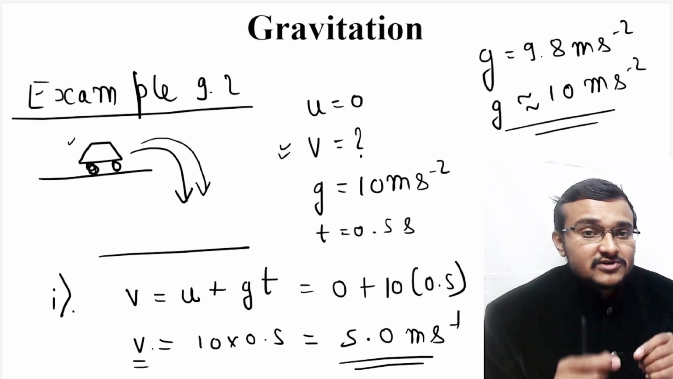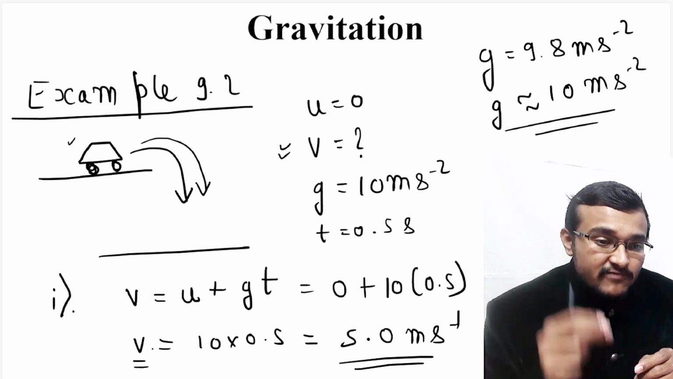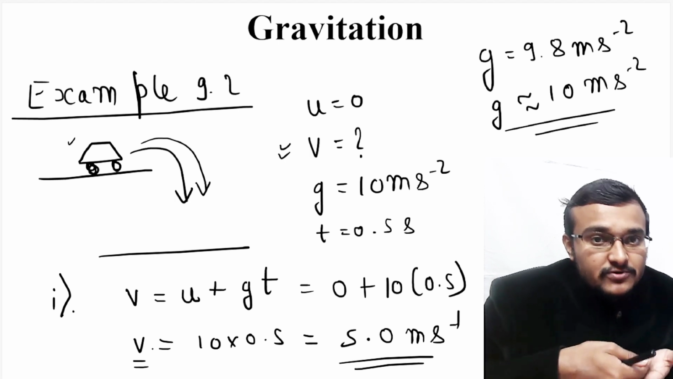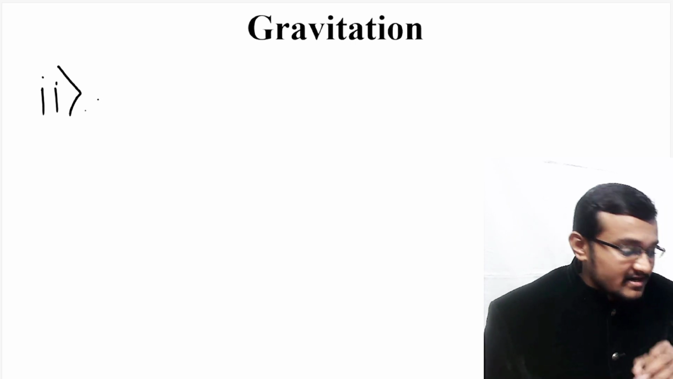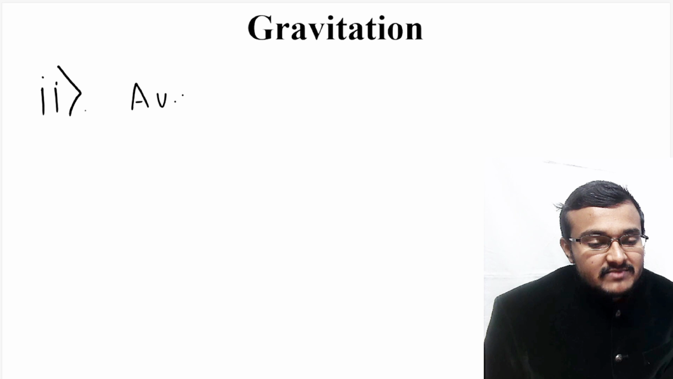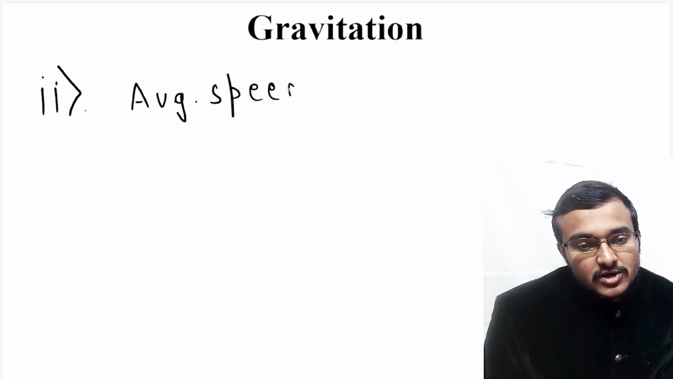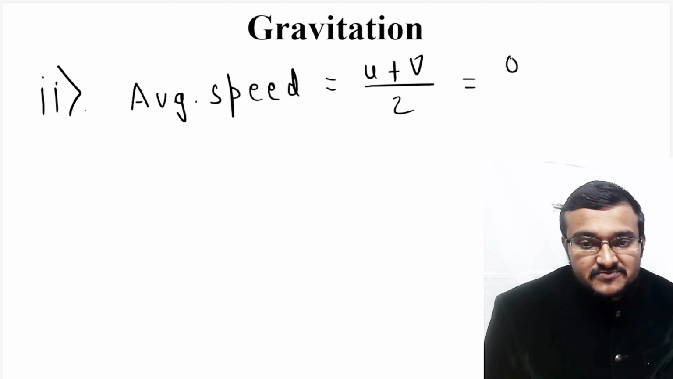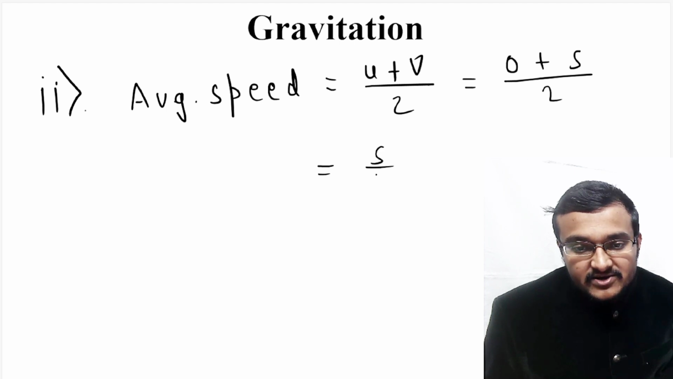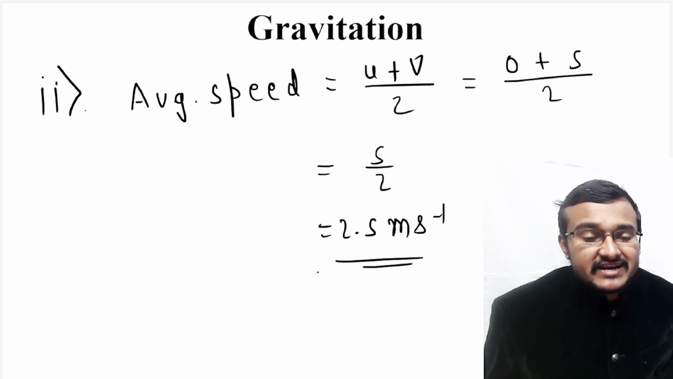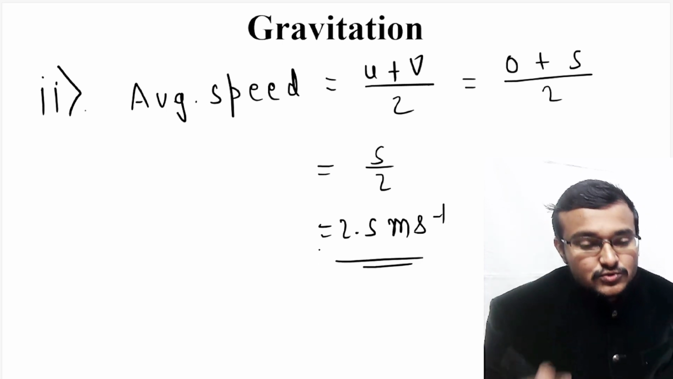This is the velocity at which this car was falling onto the ground just before it was striking the ground. So now coming to the second question in the same example, here they have asked you to calculate the average speed. Always remember, average speed is equal to the initial speed plus the final speed divided by 2. Initial speed was 0. Final velocity which we have calculated was 5 meter per second. So 0 plus 5 is 5 divided by 2, that is equal to 2.5 meter per second.